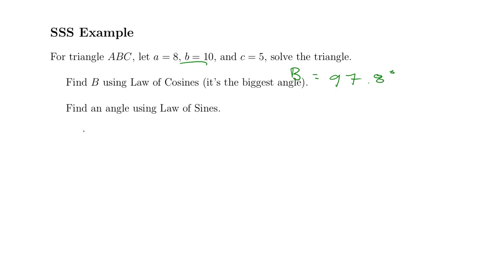Okay. Yeah, I'm remembering why we do the big angle first. Because now we're going to find smaller angles with the law of sines, and we're going to have a better chance of not having weird ambiguity stuff. So you'll see how that goes.